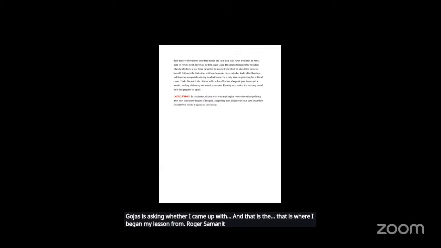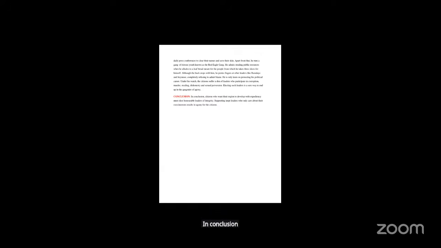Rogers is asking whether I came up with, and that is where I began my lesson from. Rogers, a minute. I'm repeating. In conclusion, citizens who want their region to develop with expediency, meaning fast, must elect honorable leaders of integrity. Supporting inept, another word is mediocre, supporting inept leaders who only care about their own interests results in agony for the citizens. I've only chosen one type of conclusion.